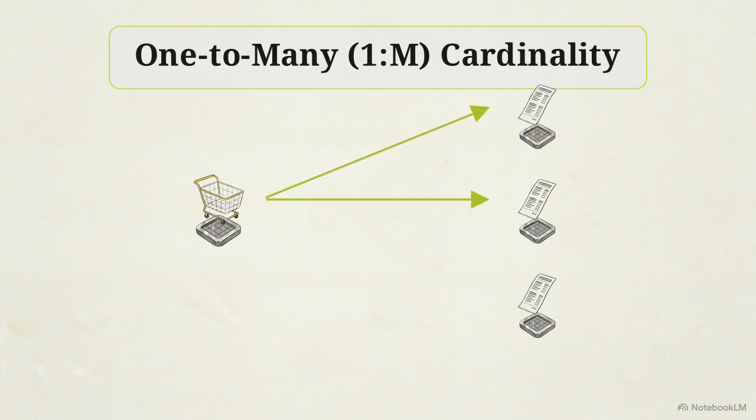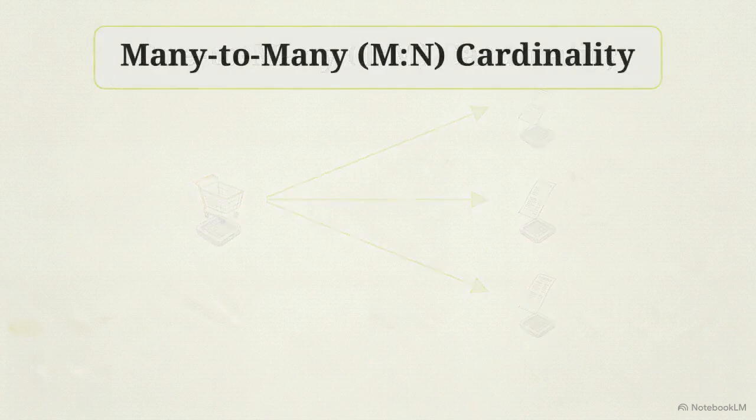The second type is one-to-many cardinality. Notice how one occurrence in the first table links to multiple occurrences in the second. A single retail customer can easily generate multiple purchasing orders over time, while each order belongs solely to that one customer. Finally, we have many-to-many cardinality.